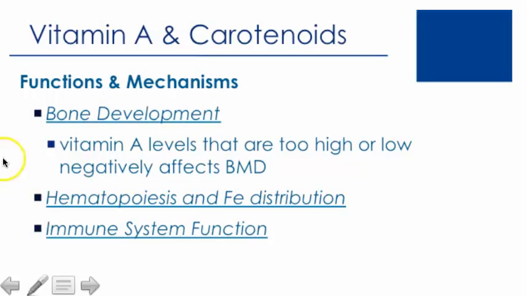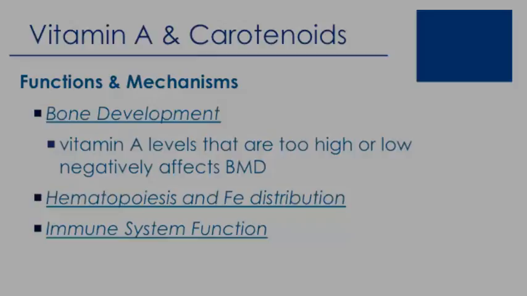Next, we see a role of vitamin A in bone development, in hematopoiesis and iron distribution, as well as immune system function. With bone development, what is interesting is that vitamin A status that is either too high or too low can negatively affect bones. So you want to make sure to have enough, but not too much or too little vitamin A. Also, with hematopoiesis and iron distribution, those with low vitamin A status can exhibit symptoms of anemia. And also we see a role in immune system function, so those who are vitamin A deficient have an impaired ability to fight infection.